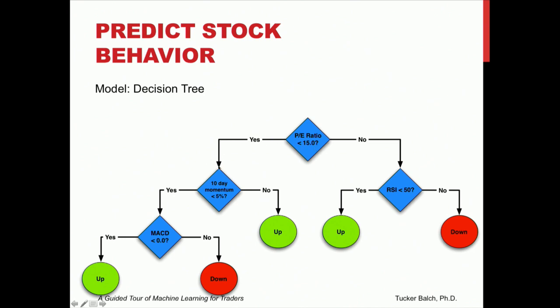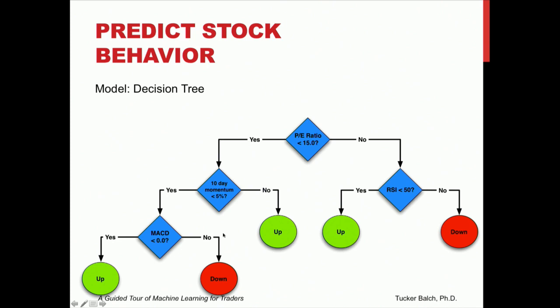Then we ask another binary question. This one is about 10-day momentum. Is it less than 5%? No. Then we come down this branch, and we reach a leaf, and this means we classify the stock as most likely to go up. And again, notice that when we went down this side, we didn't worry about RSI. If we reach this leaf, we didn't worry about MACD.